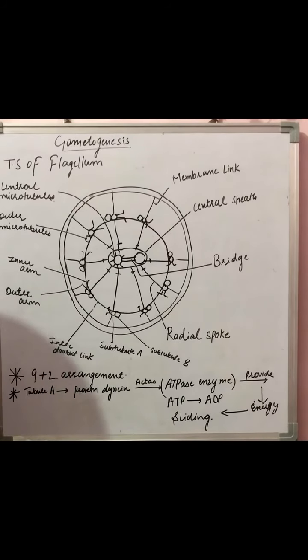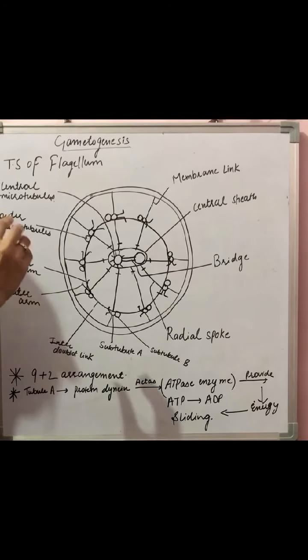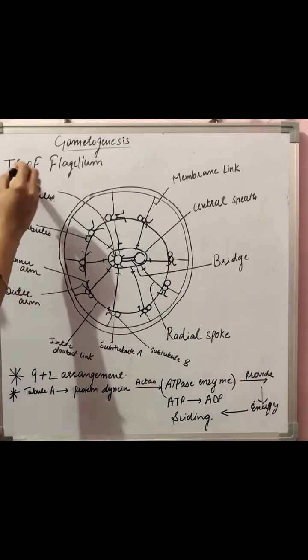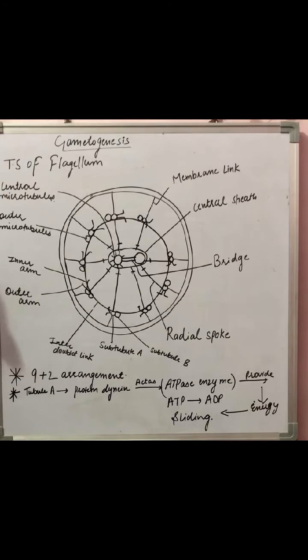So we have discussed that at the posterior end of the nucleus there is a centriole, which helps in the formation of the flagellum, which will arise from the centriole and then move to the middle piece part and then to the tail part. So this is the TS of the flagellum. The flagellum has a 9+2 arrangement. 9 is of the doublet and 2 is of the singlet.